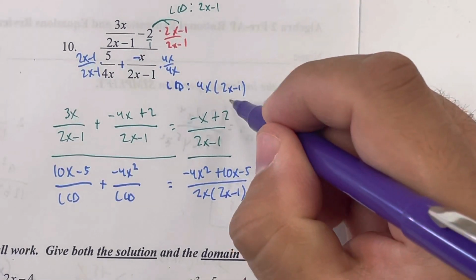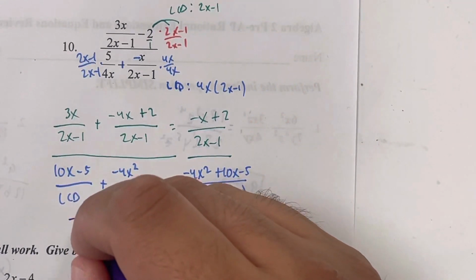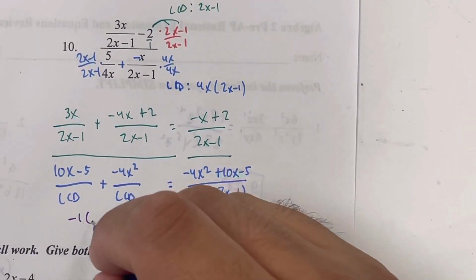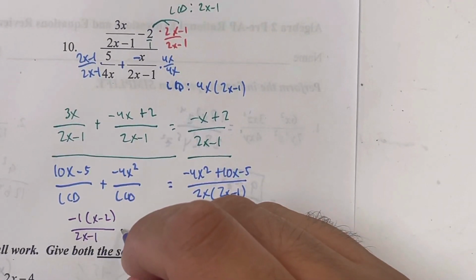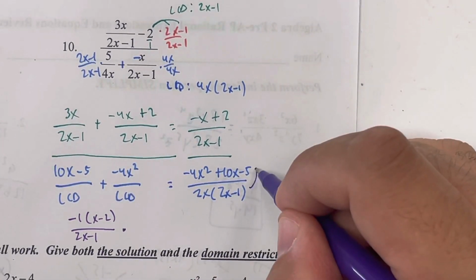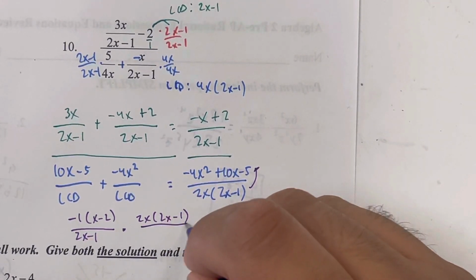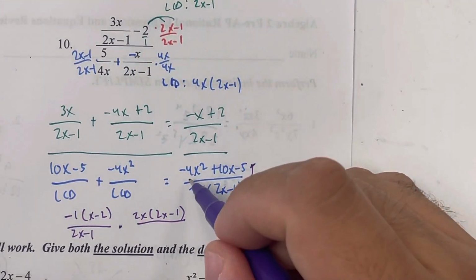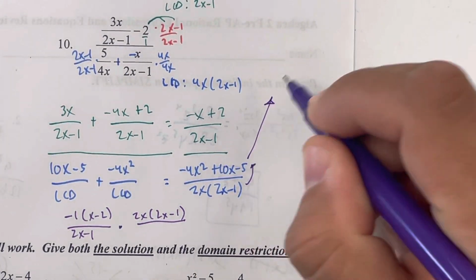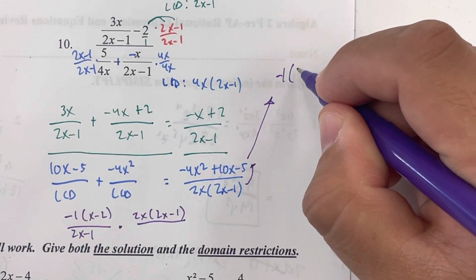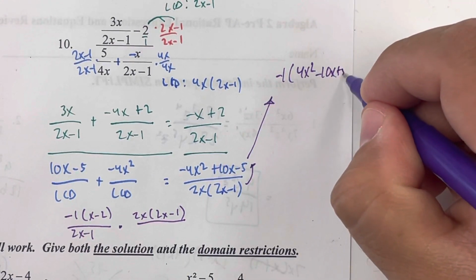So this one right here, I'm going to leave it the way it is. I'm actually going to factor out that negative 1, see if that changes. So negative 1, we have x minus 2 over 2x minus 1 times, and I'm going to flip this one over. So 2x times 2x minus 1 over. Now this one right here, I'm going to factor out a negative 1. So I'm going to do some work on the side right here. So we're going to factor out that negative 1, leaving this with 4x squared minus 10x plus 5.